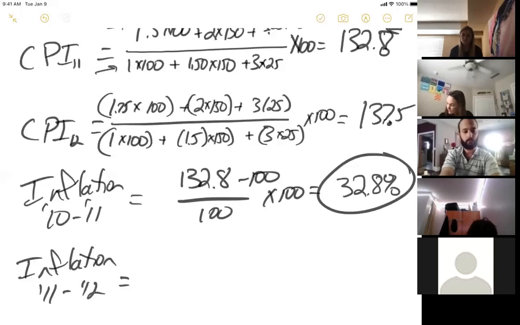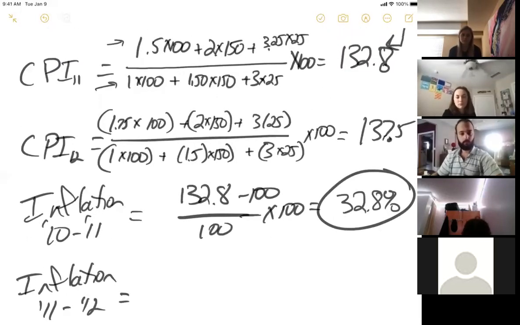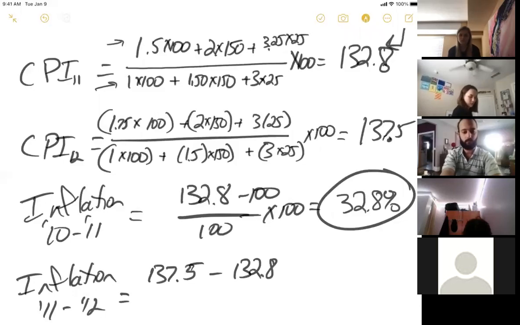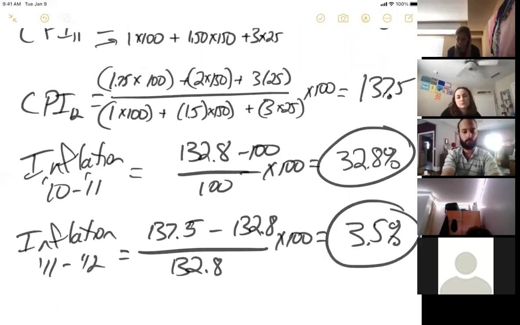Okay. So to get the inflation rate, everybody sees conceptually what we want to be doing, right? Taking the percent change in the consumer price index between 2010 and 2011 to get inflation between 2010 and 2011. How about between 2011 and 2012? Let's use my numbers here. I want to take the consumer price index in 2012 minus the consumer price index in 2011, divided by the consumer price index in 2011, and multiply that by 100. And you should get 3.5%.